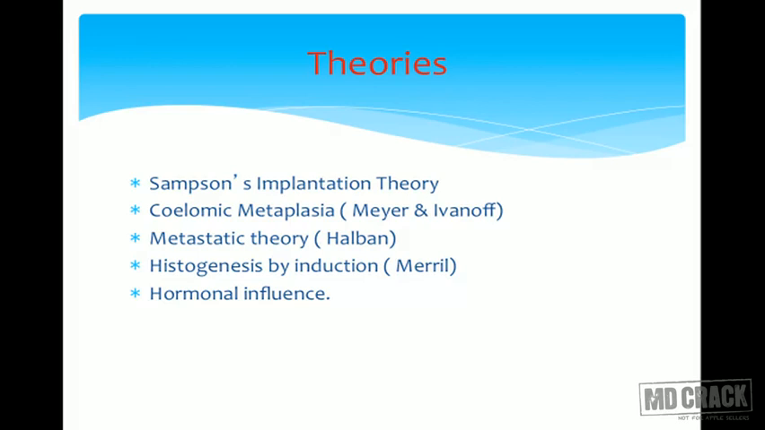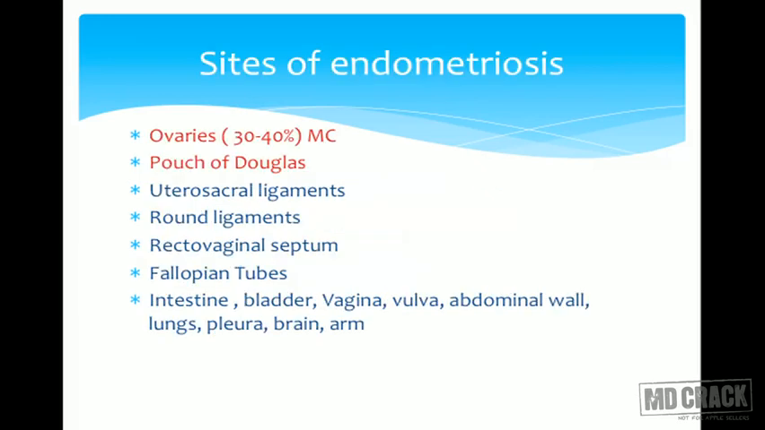Histogenesis by induction. This theory was put forth by Merrill. He suggested that maybe there is some biologically active factor that acts on the endometrium and causes change from one to another. So this endogenous biochemical factor can induce undifferentiated peritoneal cells to develop into endometrial cells, thus leading to formation of endometriosis. And maybe some hormonal influences can lead to endometriosis.